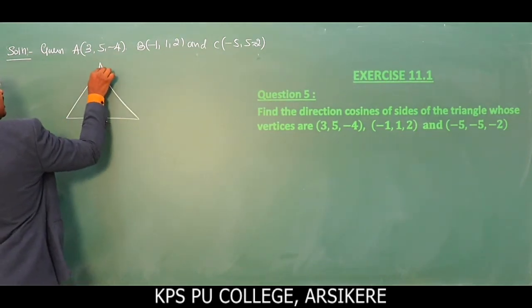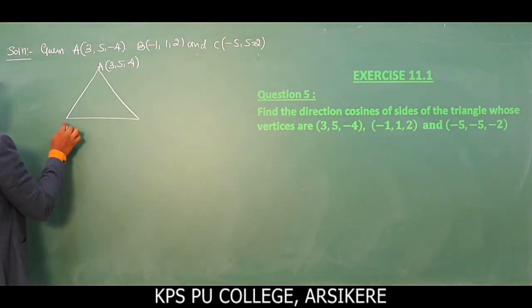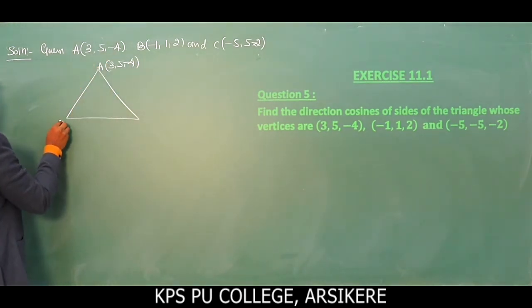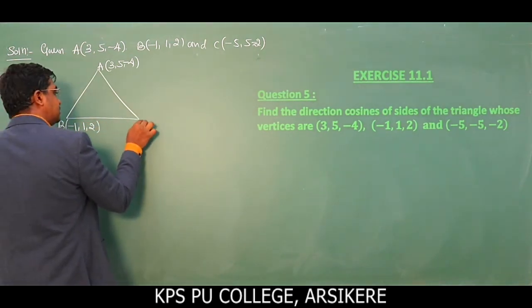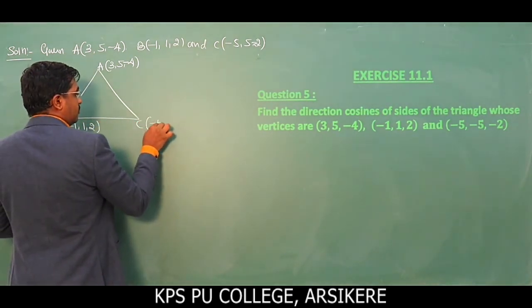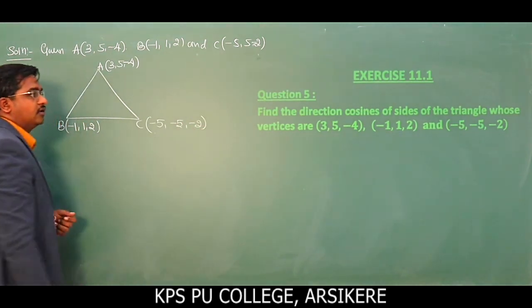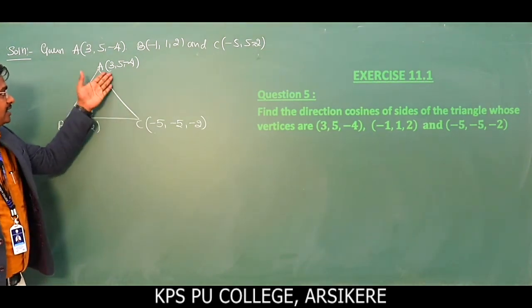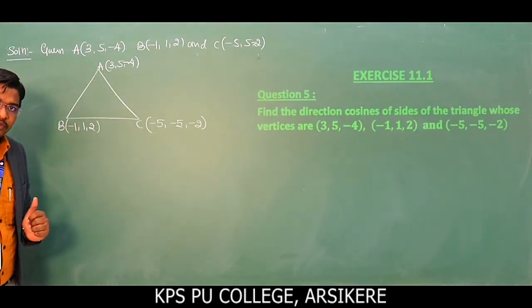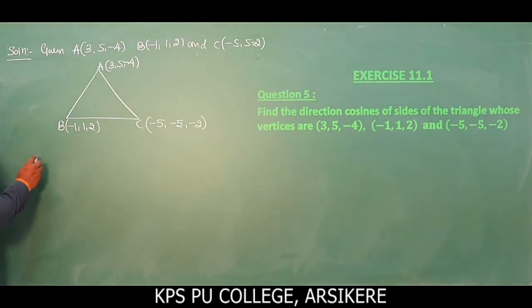This is the point A (3, 5, -4), B (-1, 1, 2), and C (-5, -2). So here, what are the corresponding sides? AB, BC and CA, taken as AC. So find the corresponding direction quadrants here.